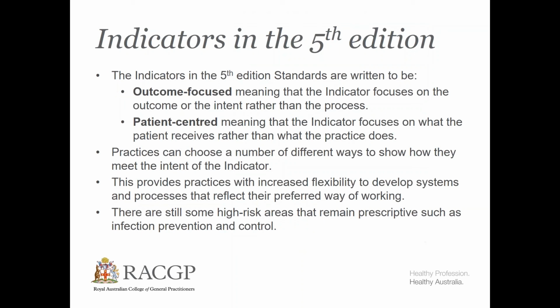The previous editions of the standards dictated what systems and processes practices should follow to demonstrate compliance with the standards. The 4th edition standards focused on processes. The 5th edition standards are now outcomes focused. So practices can choose how they demonstrate that they meet the intent of each indicator, and provided that the practice team can explain this and provide evidence to the surveyor's satisfaction, the practice will be assessed as having met the indicator. This approach gives practices greater scope to set up systems and processes that reflect the working arrangements in their practice and will be easier to maintain after their accreditation assessment.